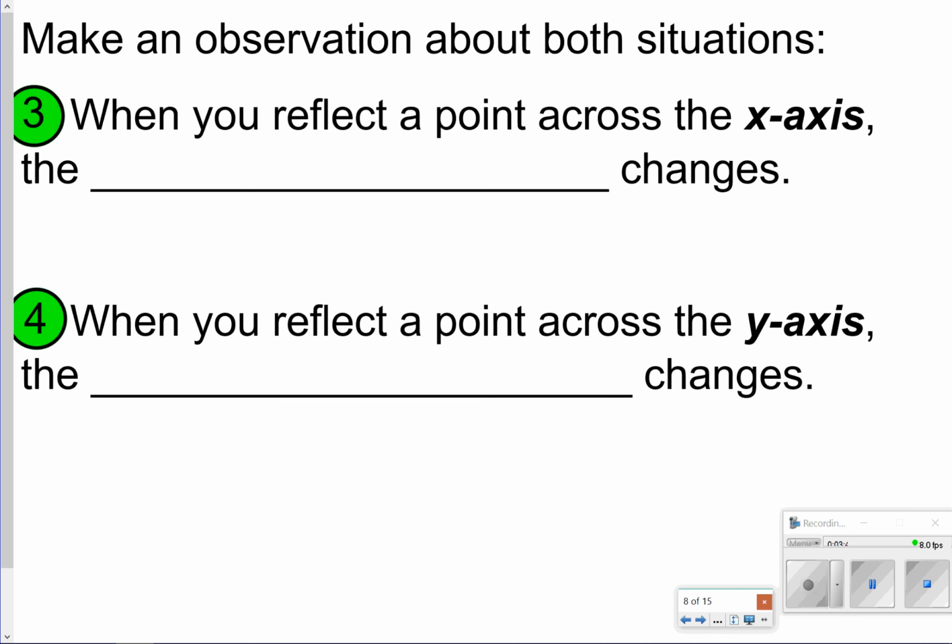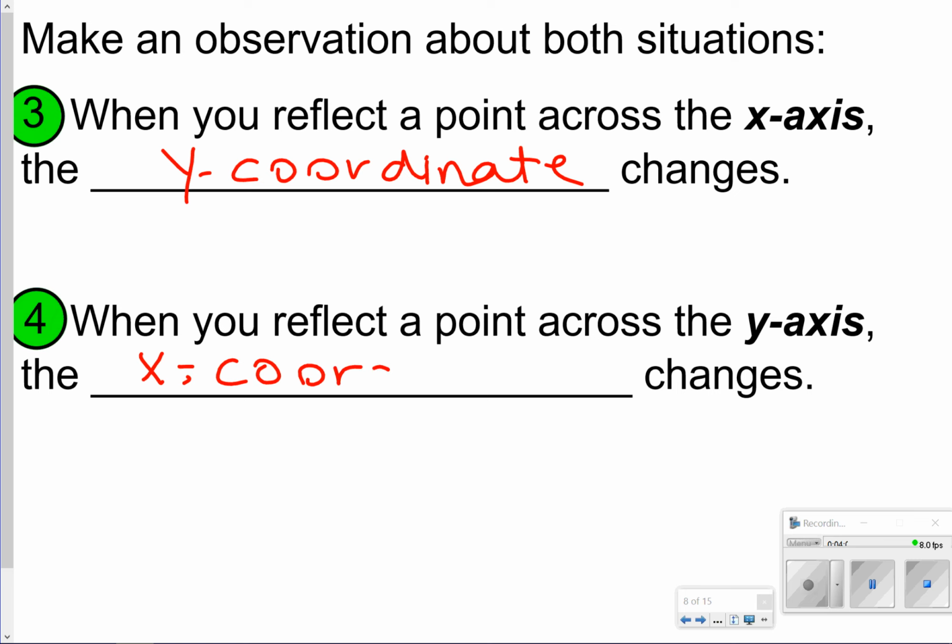The next thing we're going to write in our notes are both of these things. So number 3, when you reflect a point across the x-axis, the y-coordinate changes. And when you reflect a point across the y-axis, the x-coordinate changes. Just a reminder, in an ordered pair, the x-coordinate is always first and the y-coordinate is always second. And how they change is they're just changing to their opposites.